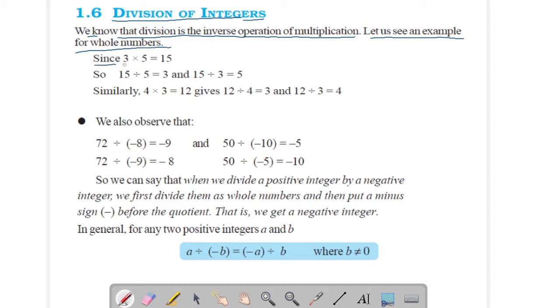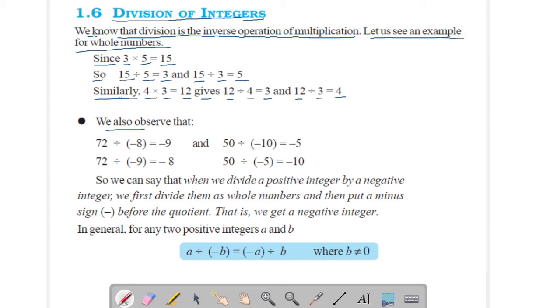Since 3 into 5 equal to 15, so 15 divided by 5 equal to 3 and 15 divided by 3 equal to 5. Similarly, 4 into 3 equal to 12 gives 12 divided by 4 equal to 3 and 12 divided by 3 equal to 4.